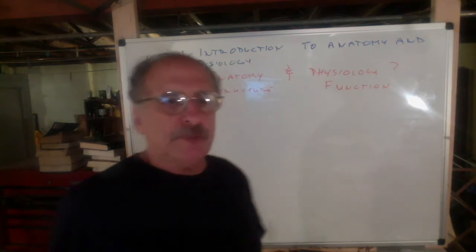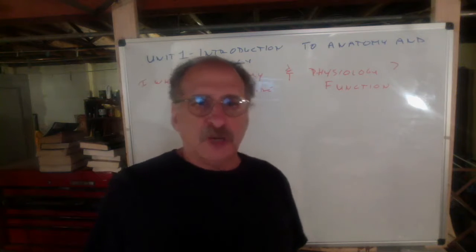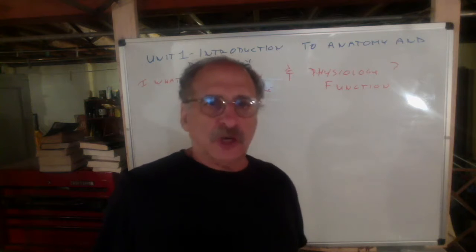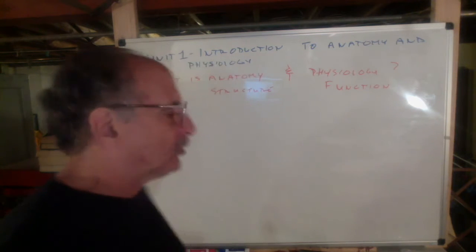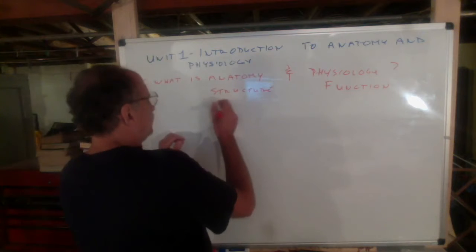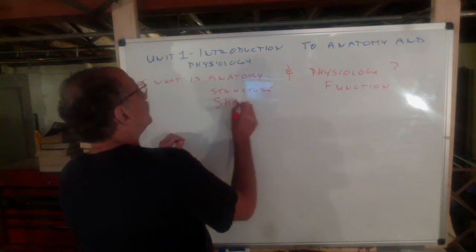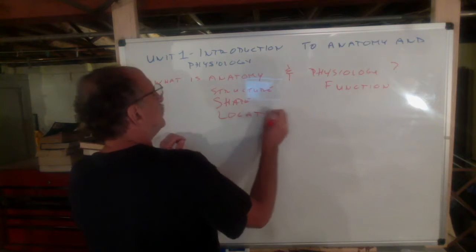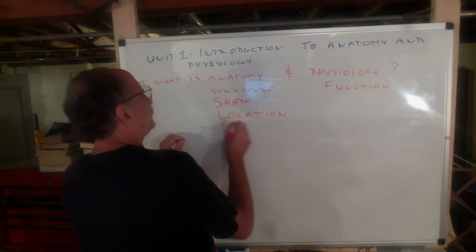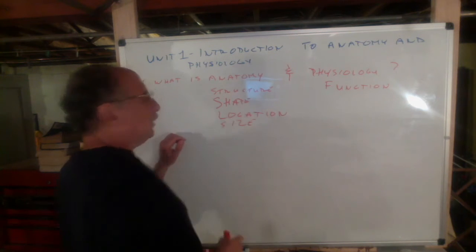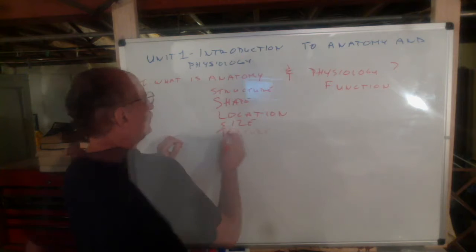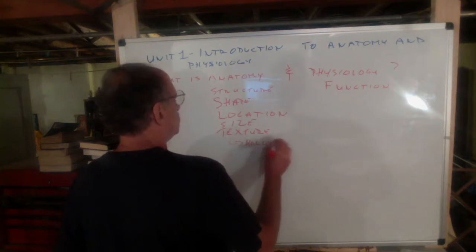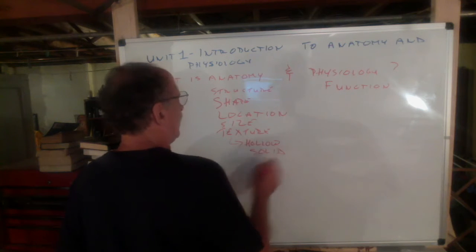So if you were describing the structure, the anatomy of some organ or some part of the body, what are some things that you would talk about in describing a structure? You might talk about the shape of the organ or the structure, the location, the size, the texture. For texture, you might talk about, is it hollow? Is it solid? Things like that.